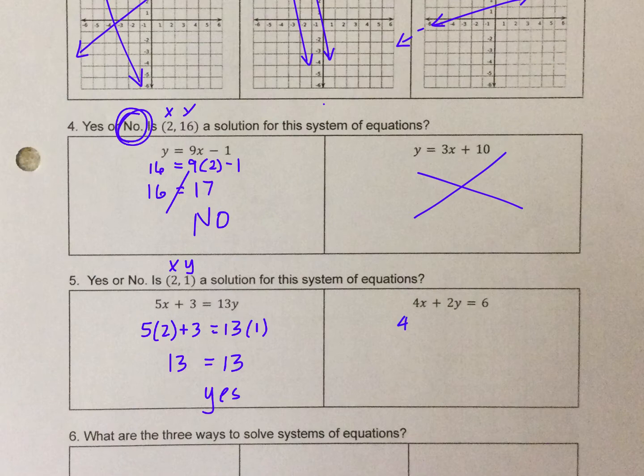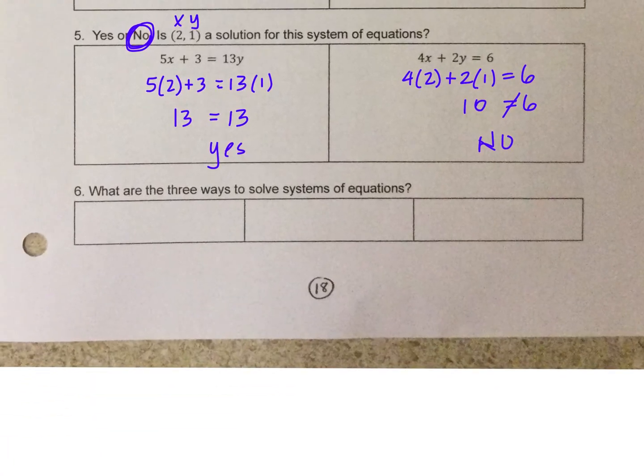So 4, instead of x, I write a 2, plus 2, instead of y, I write a 1, and we want them to equal 6. 4 times 2 is 8, plus 2 times 1 is 2. That would be 10 equals 6. That is not true, so that one's a no, which means the whole thing is a no.